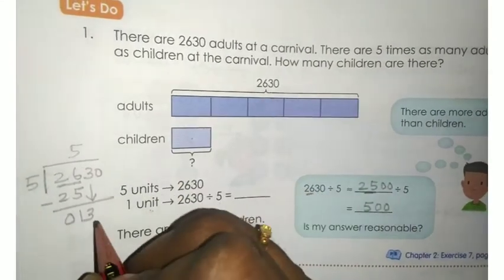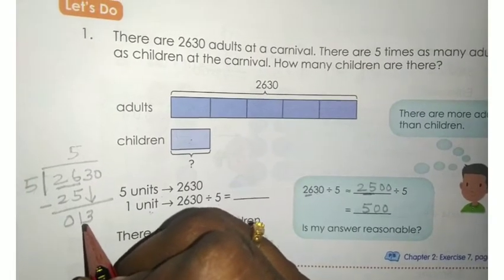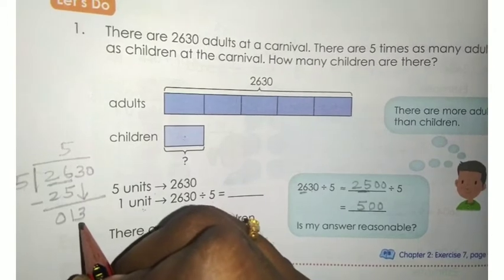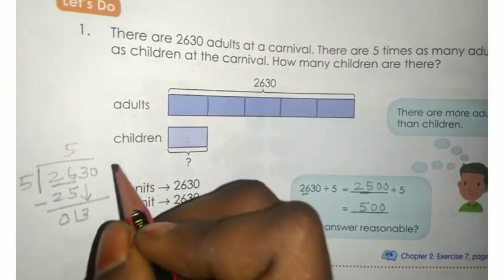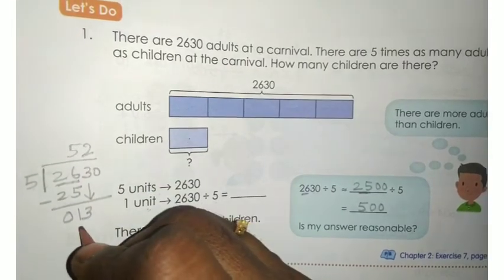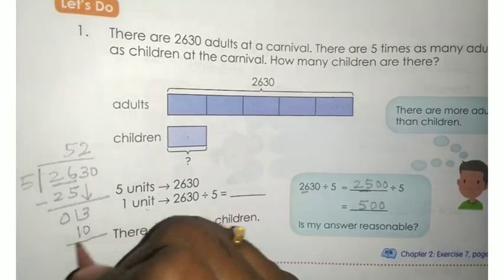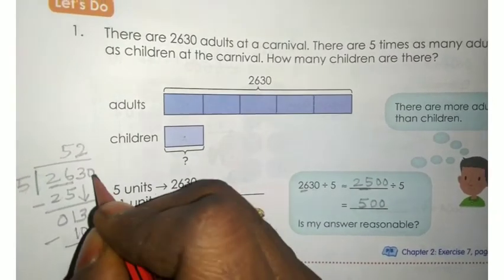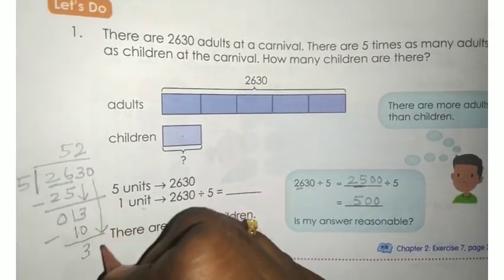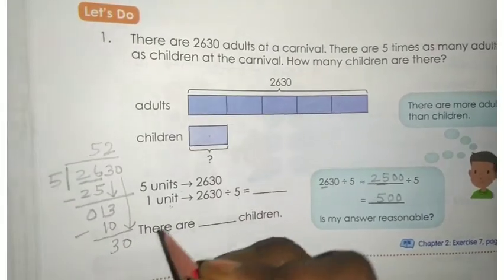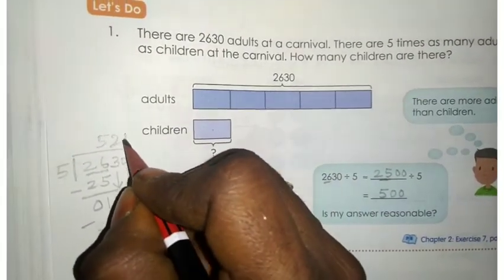Now say 5 table until reaches 13. 5 1s are 5, 5 2s are 10, 5 3s are 15. If you put 3 times, it crosses 13. So you have to take before value. 5 2s are 10. Subtract these two values. 3 minus 0, 3. Bring down 0. Until it reaches 30. 5 6 are 30.